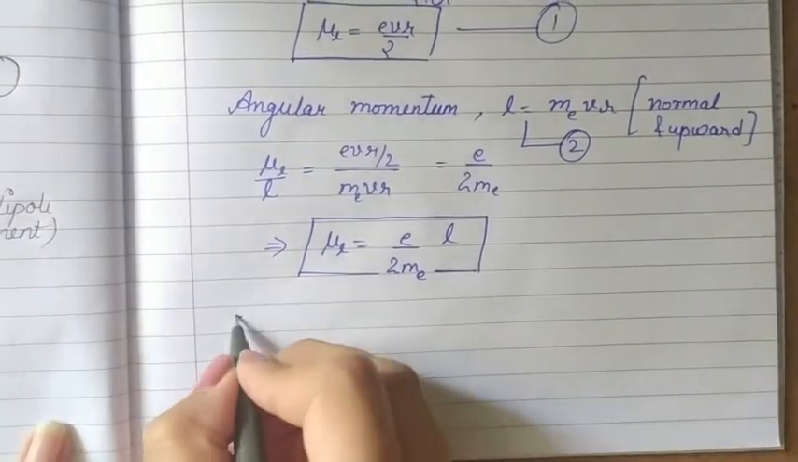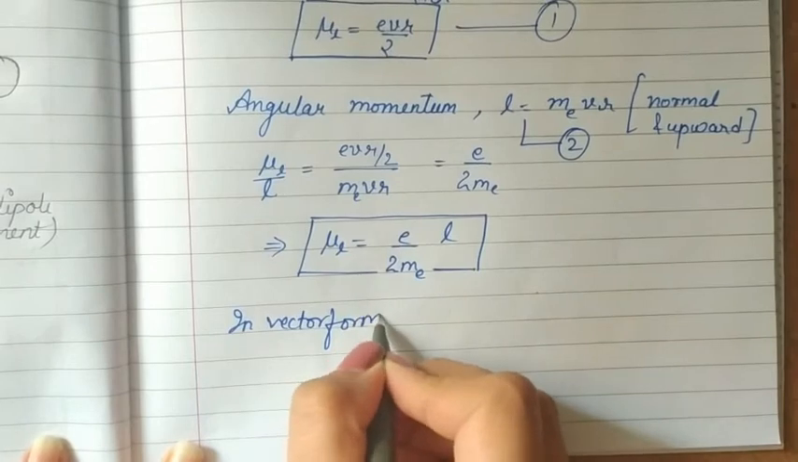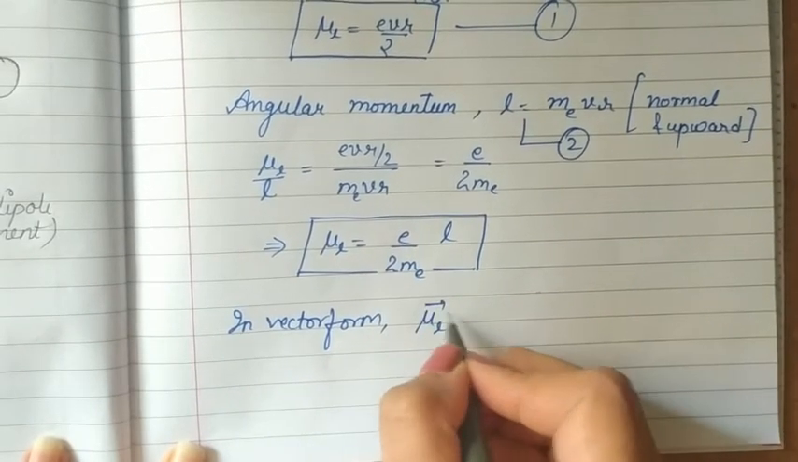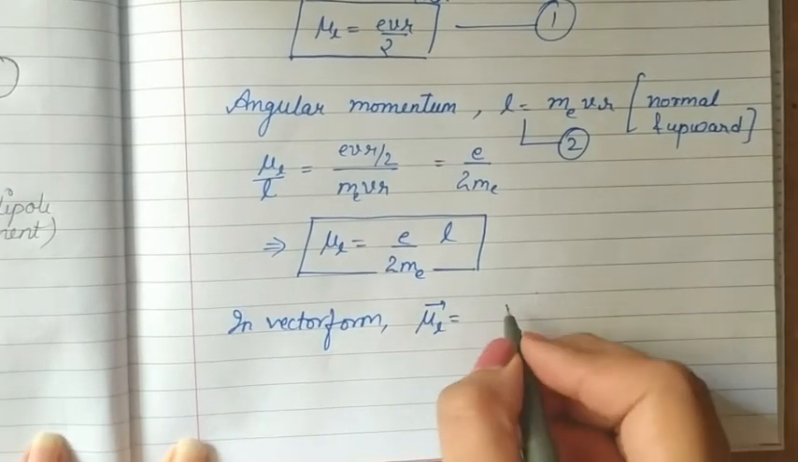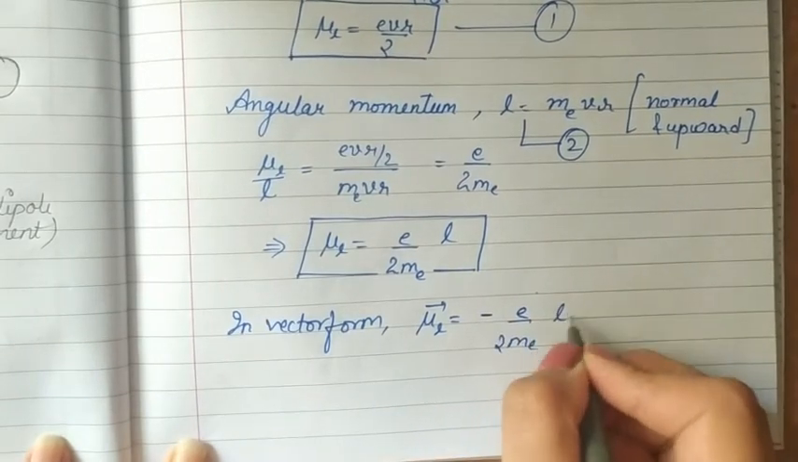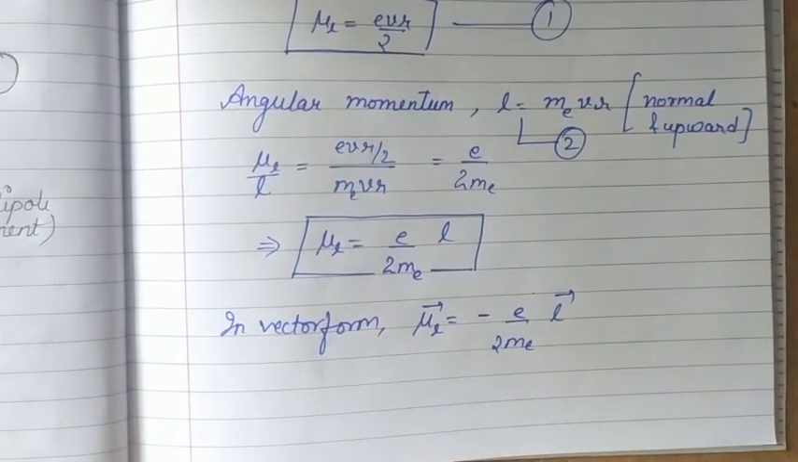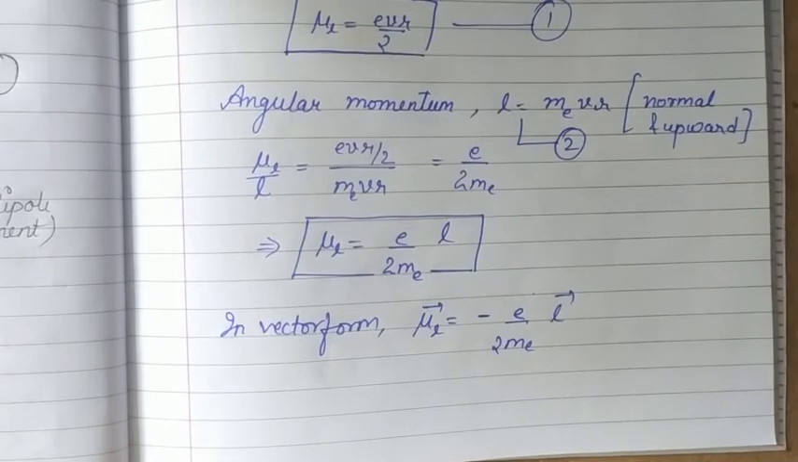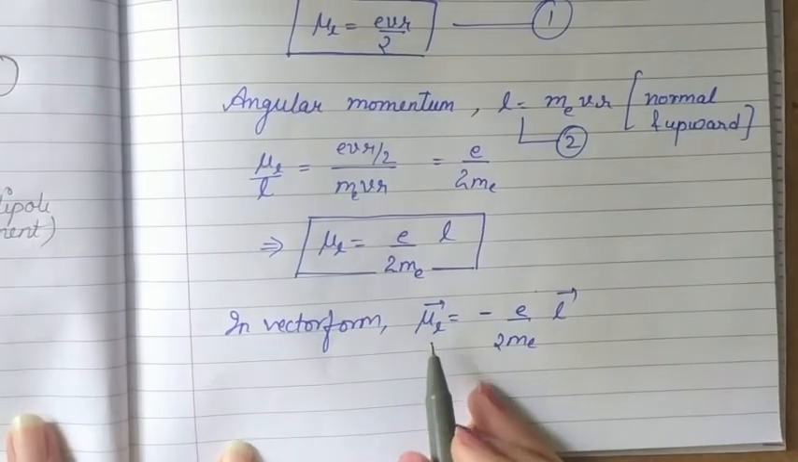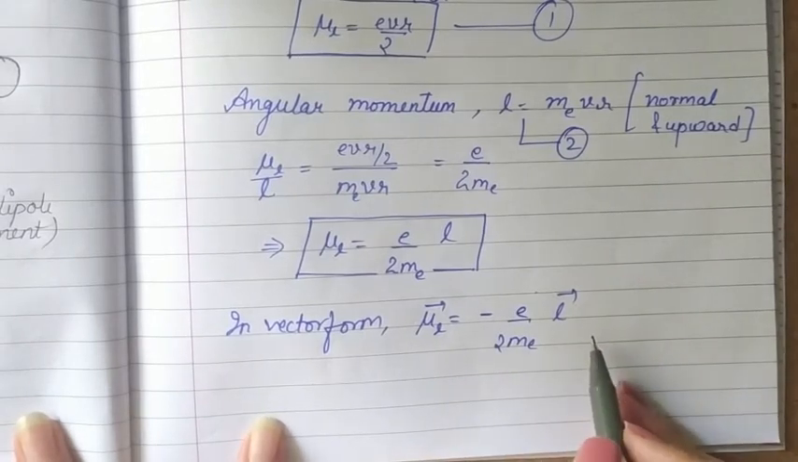mu L vector is equal to minus e upon 2 m e L vector. Now the minus sign shows that the direction of mu L and L are opposite to each other, because mu L vector is downwards while L vector is upwards. So this is the relation between orbital magnetic moment and angular momentum.